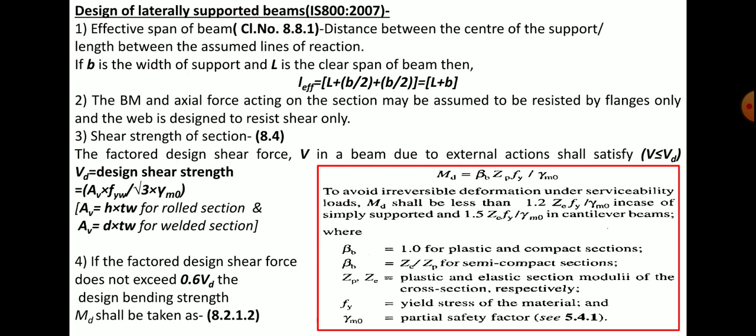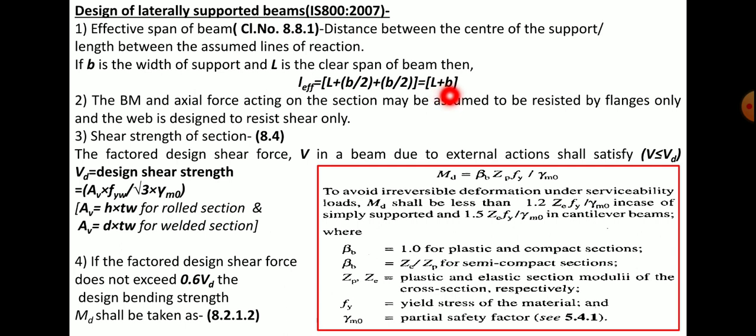Initially, starting with the effective span, clause number 8.8.1: the distance between the centers of supports, or the length between the assumed lines of reactions, is to be considered as the effective length of the beam. In short, suppose the width of support is B on both sides; in that case the clear distance, that is the face to face distance between the columns, plus half the width from both sides is considered for effective length calculation. So effective length is nothing but the clear distance plus one width of support, that is the B value. Here that formula is written: effective length L effective.